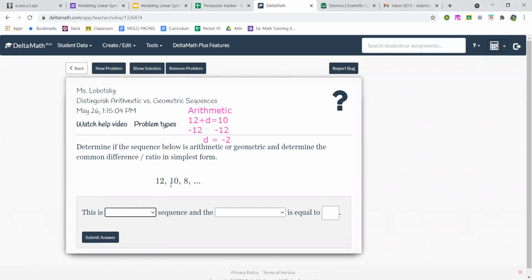If I subtract 2 from 10, do I get 8? 10 minus 2? Yeah. So that means that my sequence is arithmetic. And this sequence has a common difference. This word difference means add or subtract. And it's equal to -2.